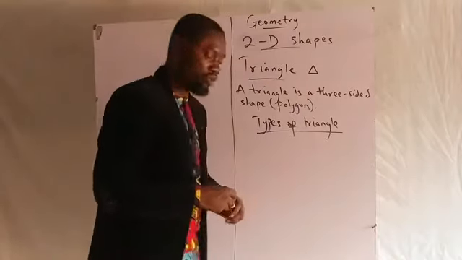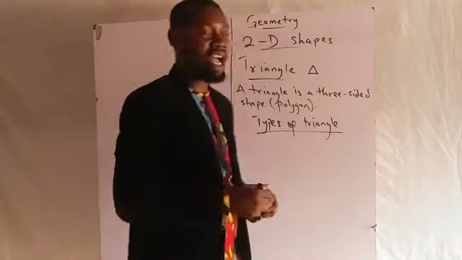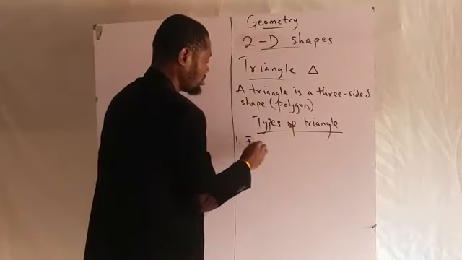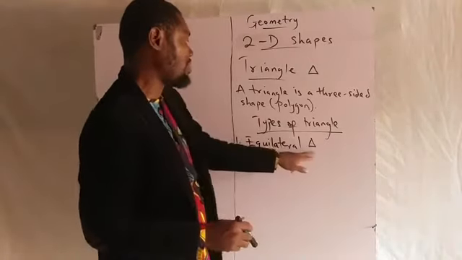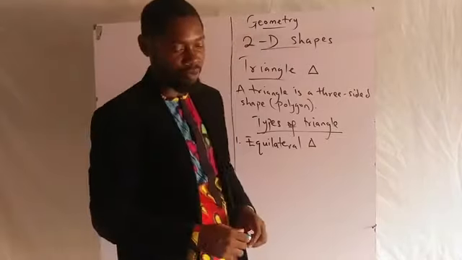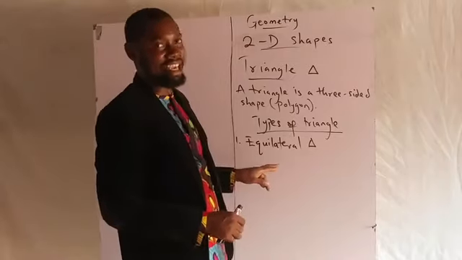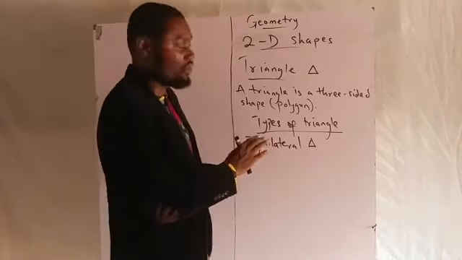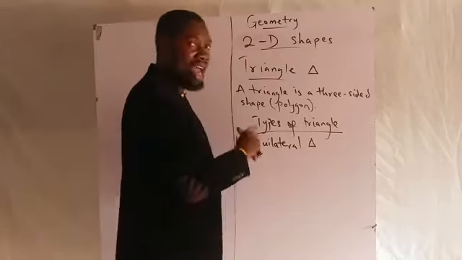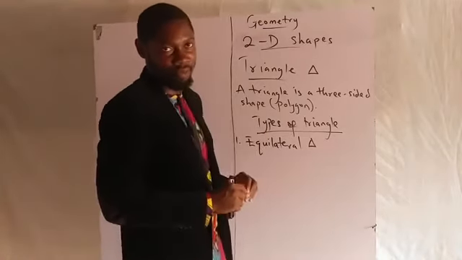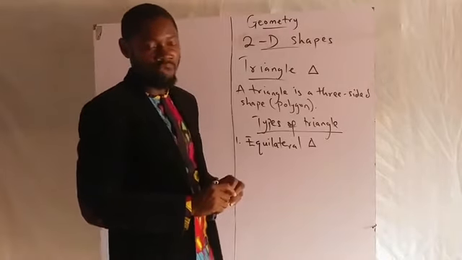Good. Now we're looking at types of triangles, and I said the first type that we shall be talking about right now is the equilateral triangle. Now that you know that the symbol there means triangle, I'm dealing with the equilateral triangle. An equilateral triangle is a kind of triangle that has all the sides equal. And because of that, it is a regular two-dimensional shape.